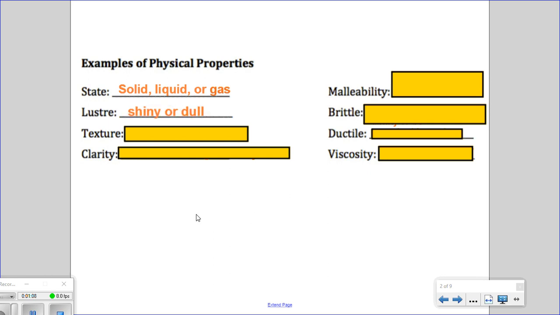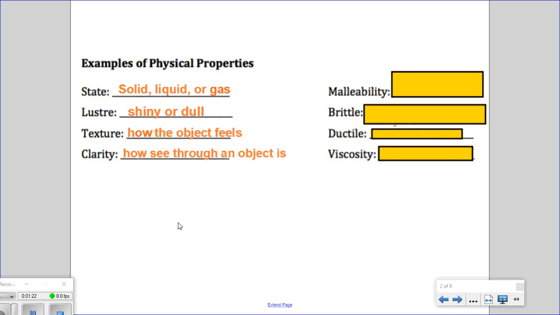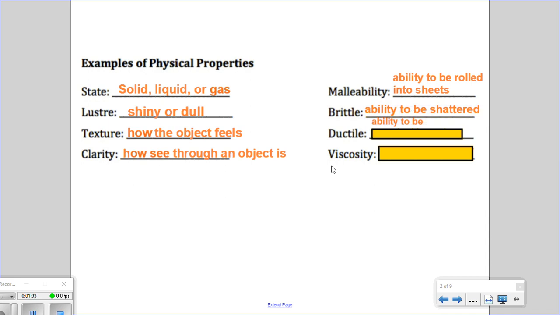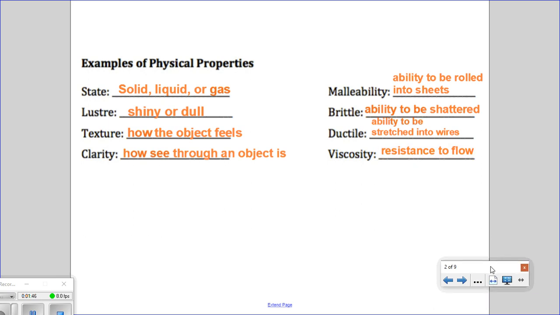The luster, is it shiny or dull, or how well it reflects light? The texture, describing how the object feels, is it smooth, is it rough, is it bumpy? And clarity, how see-through the object is. Malleability is the ability to be rolled into sheets. Brittle describes the ability to be shattered, and ductile describes the ability to be stretched into wires. Viscosity describes an object's resistance to flow.